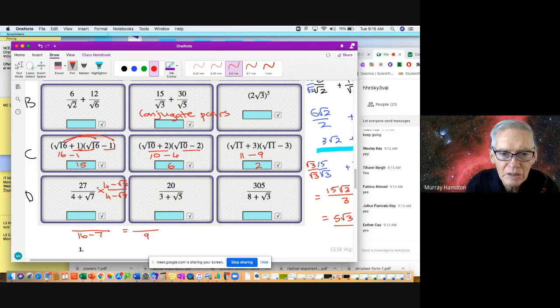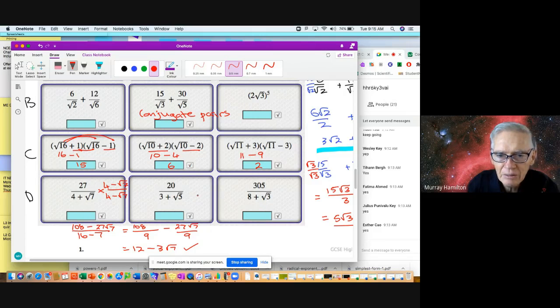And then you go 27 times 4. You might need to get your calculator out for that one. I think that's 108 minus 27 root 7. Have I done that right? Yeah. And so my whole answer would be 108 over 9 minus 27 root 7 over 9, which would be 12, 9s are 108, 3 root 7. So there is my rationalizing of the denominator.